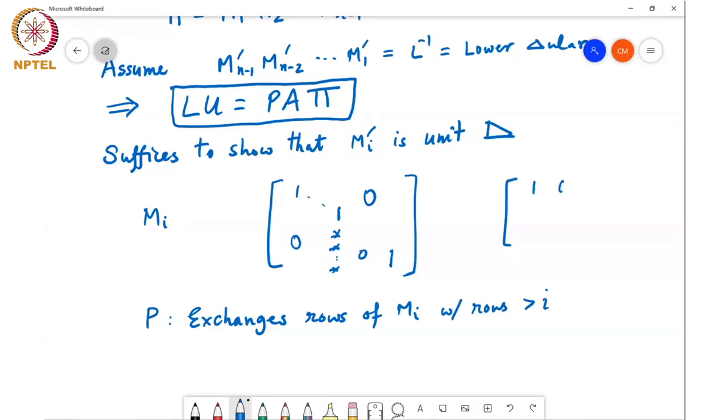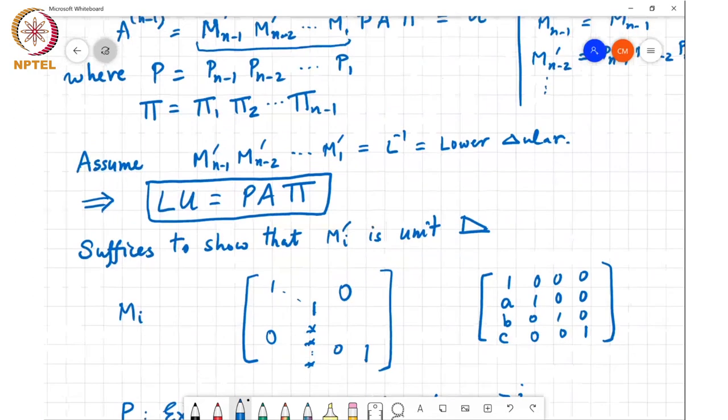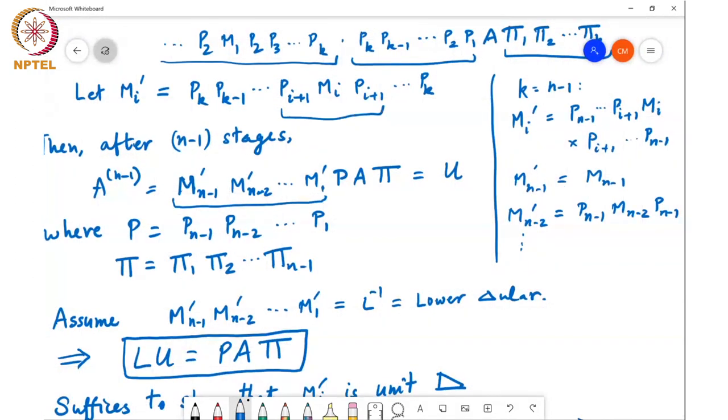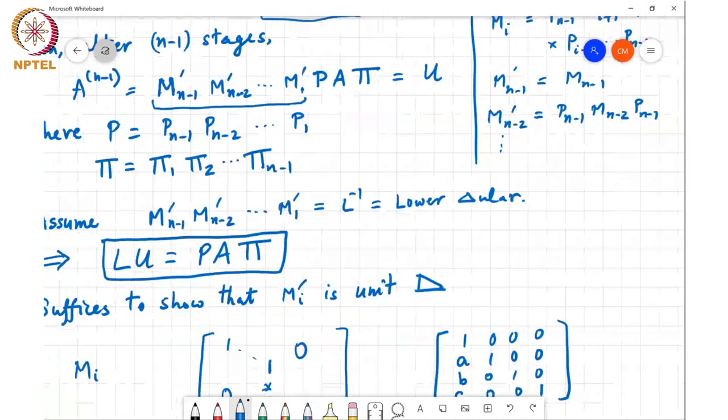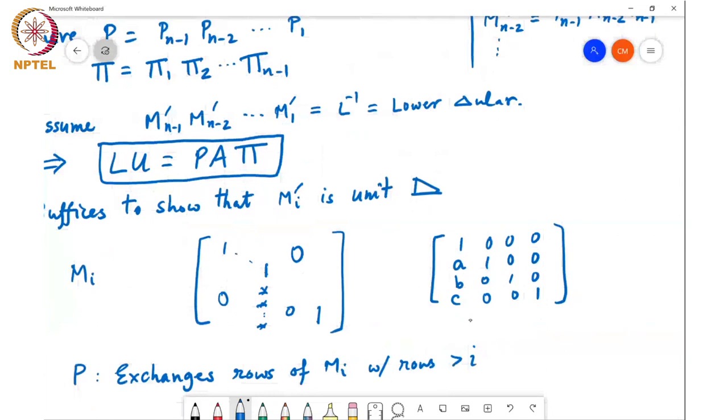Suppose I start with this matrix 0 0 0 A 1 0 0 B 0 1 0 and C 0 0 1. Then remember that the MI dash is obtained by doing PMI times PI. So if you go back here, notice that the core structure is something like this. PI plus 1, MI, PI plus 1, that kind of thing. Okay, and PI plus 1 is going to exchange rows in MI corresponding to some pair of rows which are greater than I. So basically what you do is here in this structure, you pick two rows.